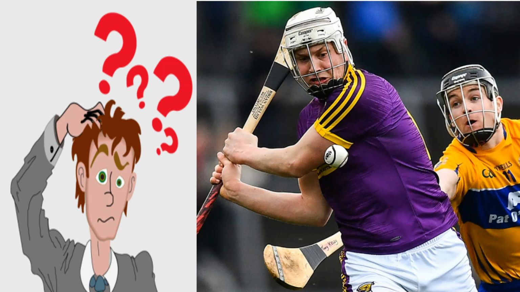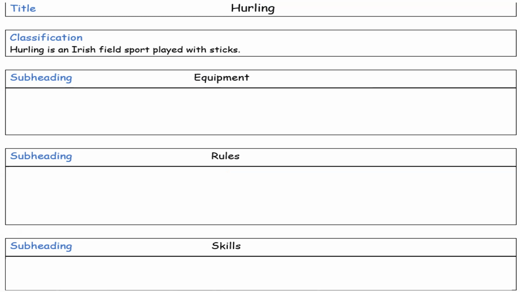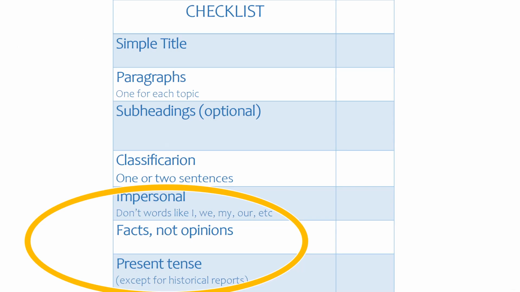Well, hurling is an Irish sport. It is a field sport, and it's played with sticks. So that's our classification. Hurling is an Irish field sport played with sticks. Why do you think we wrote sticks instead of hurleys? Well, that's because our audience has never heard of a hurley before.